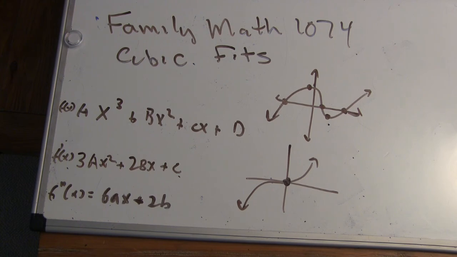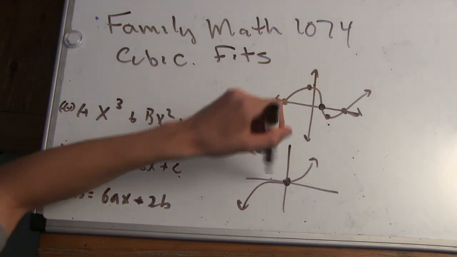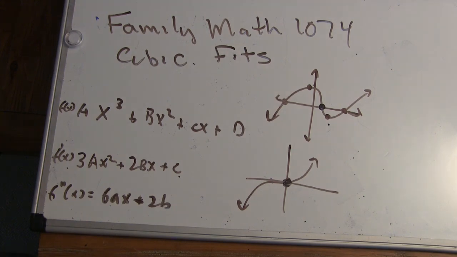All right. So what can we say then about the concavity of a cubic? So the concavity is going to change once. In this one it changes right there, and in this one it changes right there. Okay. Cool. Good job. That's nice.